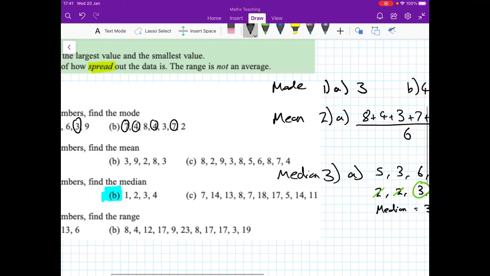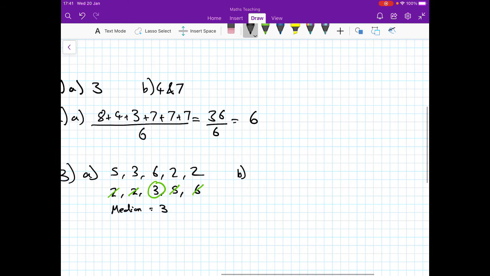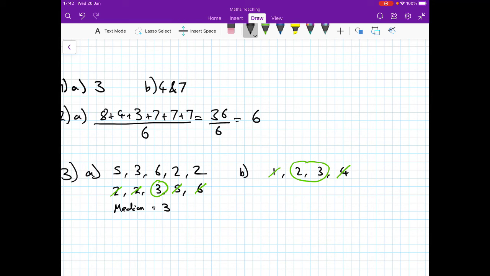It'd be good to have a look at another example of that. For B, we're asked to find the median of 1, 2, 3, and 4. Now, it's already put in order for us, so that's good. But let's see what happens. If we cross out from either end, we get left with 2 values in the middle. If we cross them both out, there'll be nothing left. So what we do is find the middle of those two numbers. The best way to find the middle of two numbers is to do 2 plus 3 divided by 2, which is 5 over 2. You can leave it as a fraction, or you can write it as a decimal. The median is equal to 2.5.